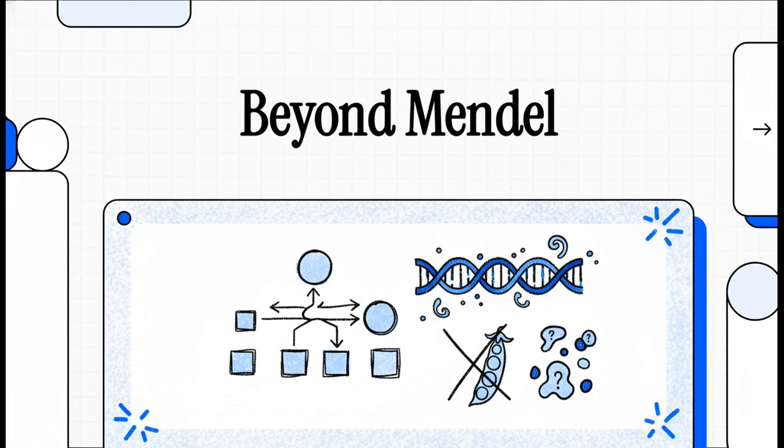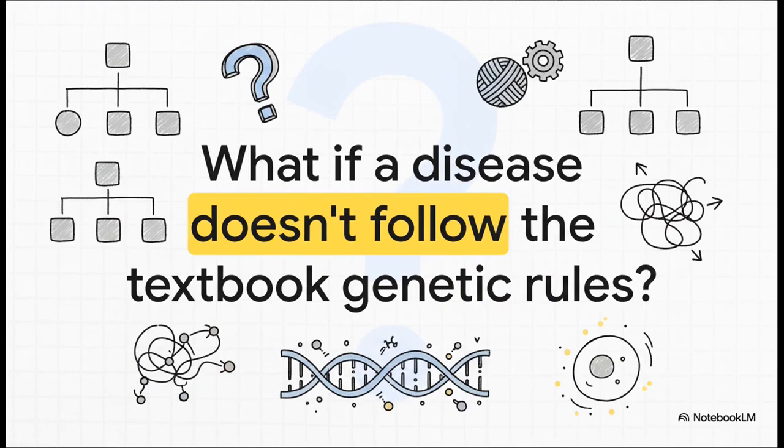Let's get started. So just imagine this for a second. You're in your rotation, looking at a family's pedigree chart. And the pattern, it just makes no sense at all. It's not dominant, not recessive, definitely not X-linked. You're scratching your head thinking, what on earth is going on here? Well, that's not a mistake in the chart. No, it's a clue. It's telling you that a much deeper, much more interesting genetic story is playing out.